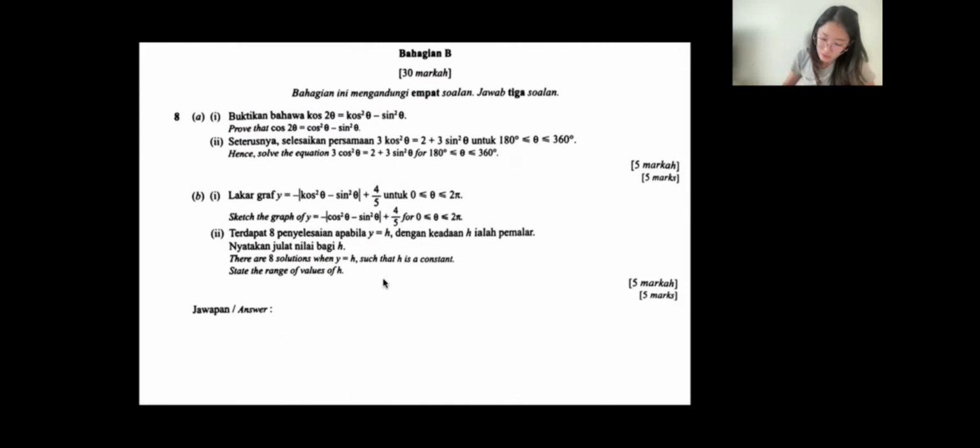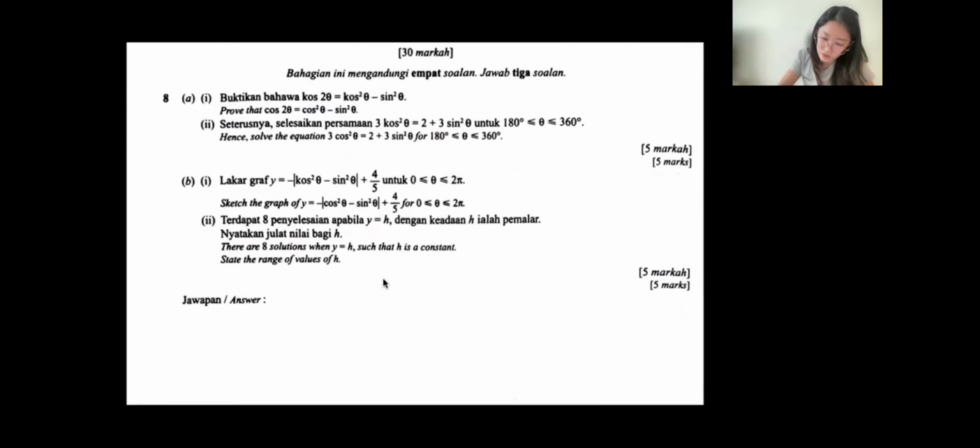So here, question 8 part 1. Prove that cos 2θ equals cos²θ minus sin²θ. This is actually very easy. A part 1: cos 2θ is actually cos(θ + θ). Addition formula, cos θ.